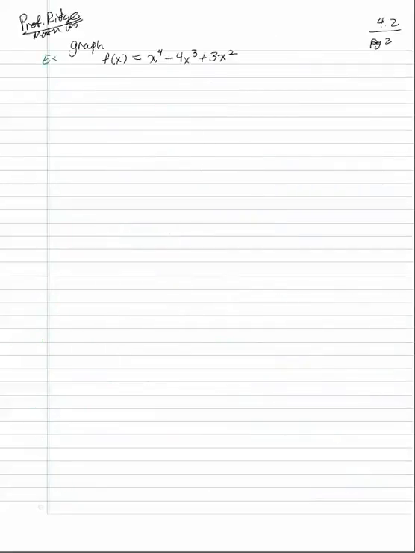Alright, so let's use this process to graph f of x equals x to the 4th minus 4x to the 3rd plus 3x squared. So my first thing is I'm going to use the leading coefficient test. So actually, I interchange 2 and 1. So first I'm going to find the zeros, or the x-intercepts.